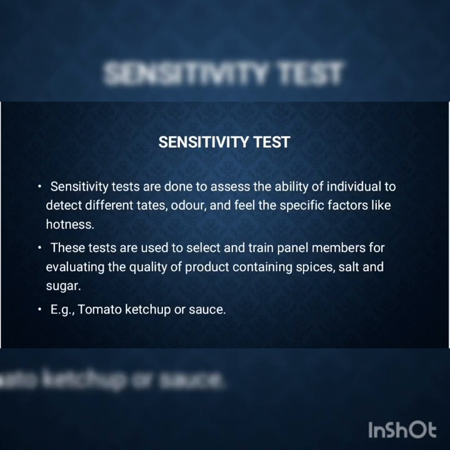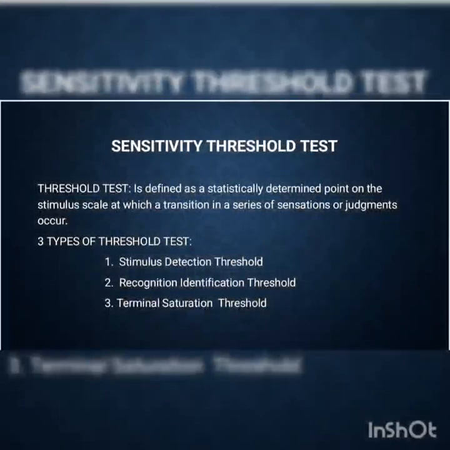Then the numerical scoring test. It is used to evaluate the quality of the food product. Here the sample arrangement, according to the food quality, the panel member will give the numerical score: 100 for excellent, 80 for good, 60 for very fair and 40 for fair. Then the last one, composite scoring test. Scores for all quality characteristics will be added up in this test.